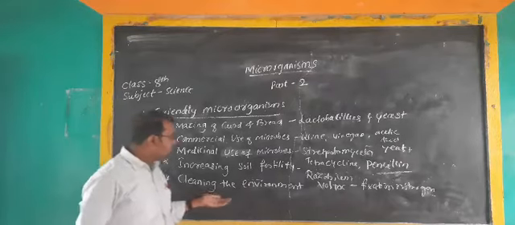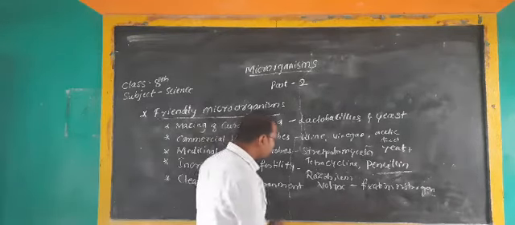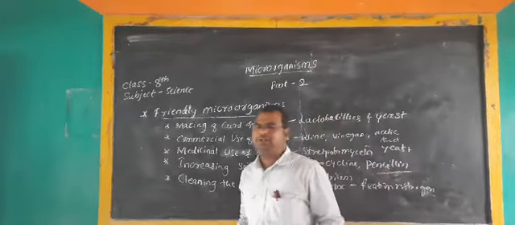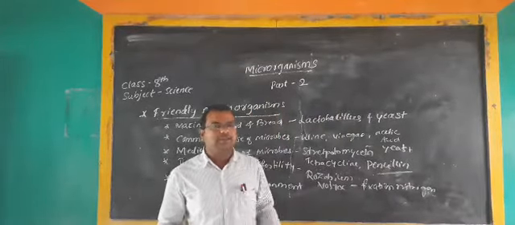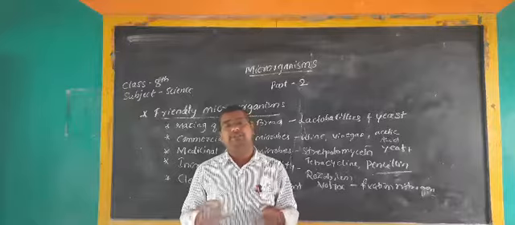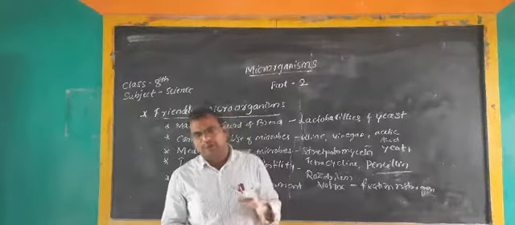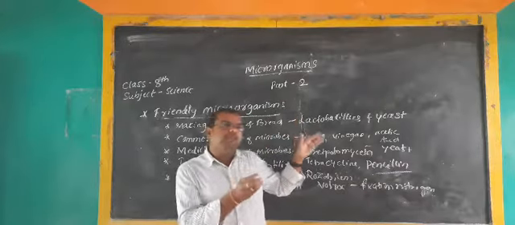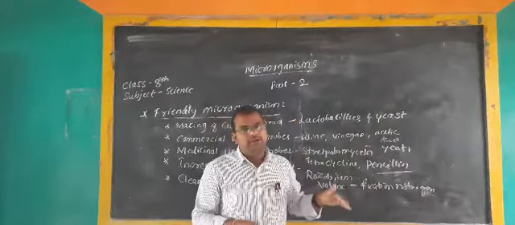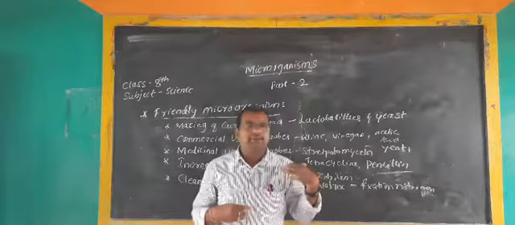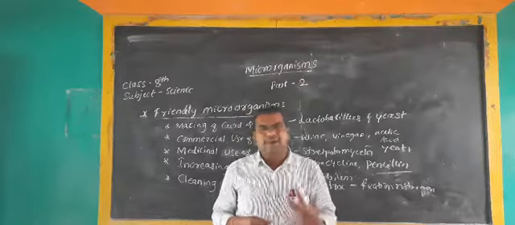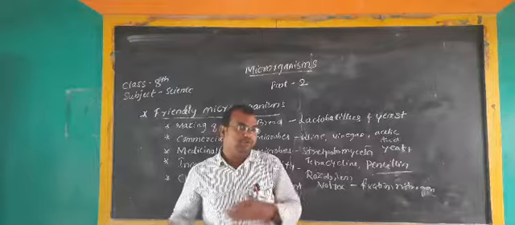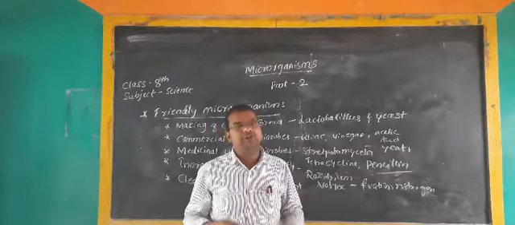The last one, cleaning the environment. Dead and decaying matter like plant waste and animal waste, if you throw it, there are bacteria which decompose that dead and decaying matter. For example, when you are coming to the school and there is a dead animal, when you come nearer to it you get a bad smell. That bad smell gradually decreases, day by day.